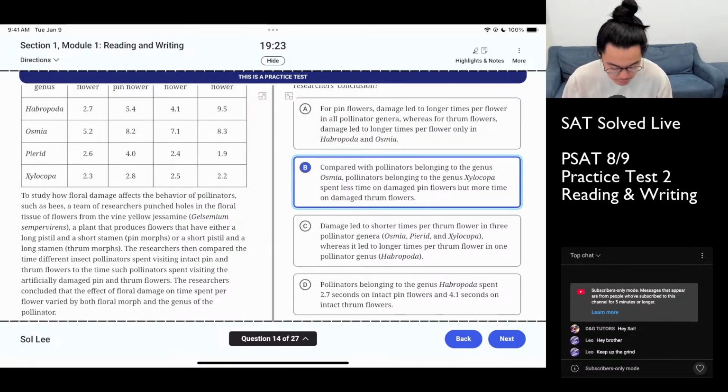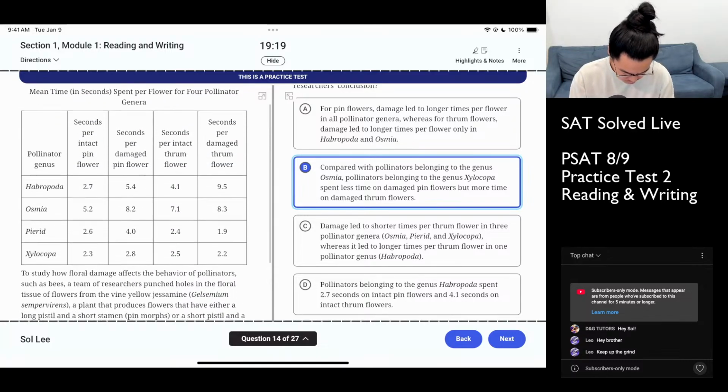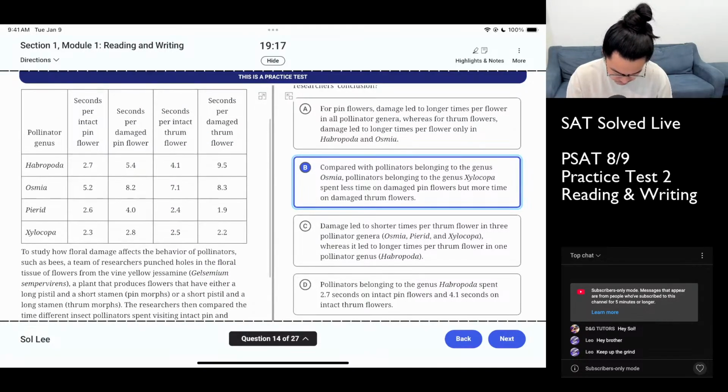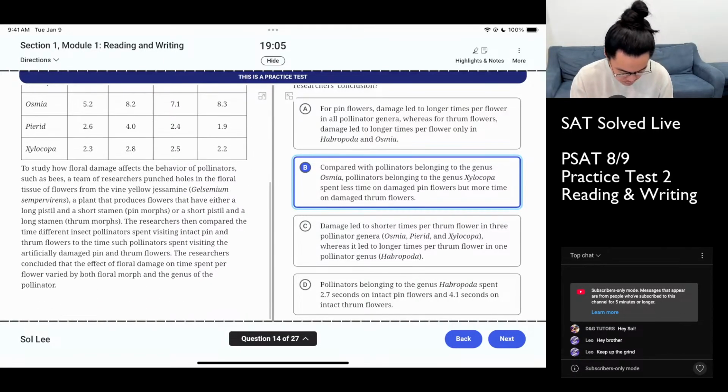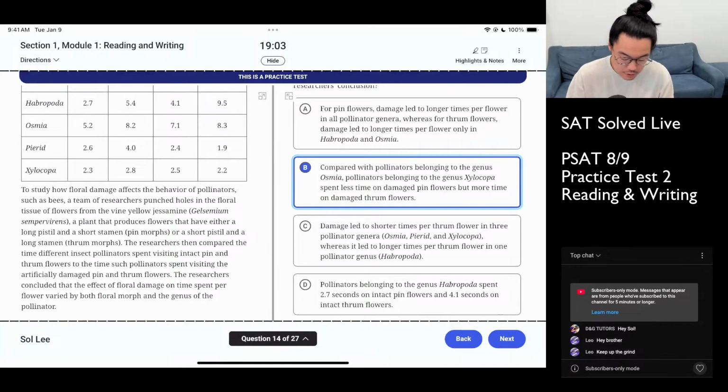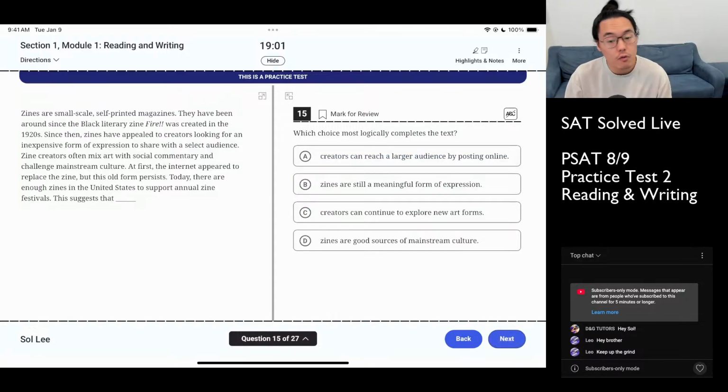Spent less time on damaged pin flowers, but more time on damaged thrum flowers. Yep. So that's pin versus thrum, which is the morph, and then this is X versus O, which is the pollinator, which gets us the genus of the pollinator, which gets us our entire answer choice. I did not read A, C, and D.